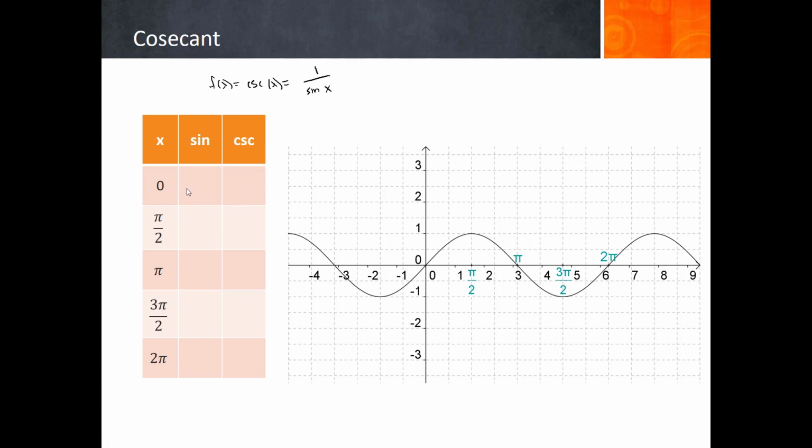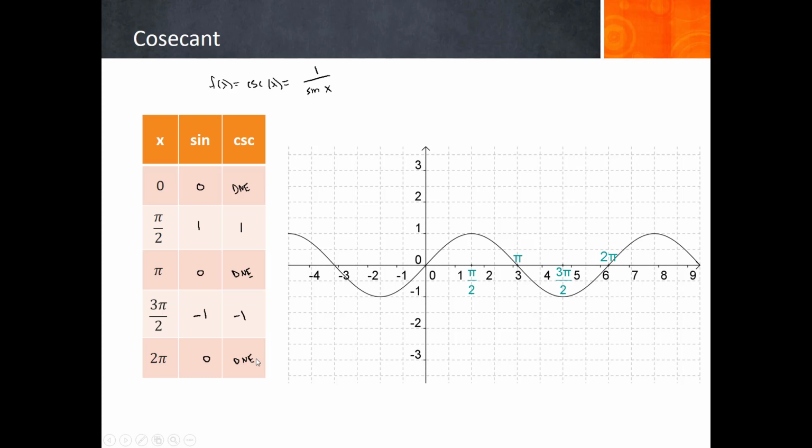The sine at 0 is 0. The sine at pi over 2 is 1. Sine at pi is 0. At 3 pi over 2, it's negative 1. And at 2 pi, it's 0. And again, that just comes off the unit circle. So to do cosecant, I need to take 1 and divide it by each of these. So 1 divided by 0 is undefined. It doesn't exist. 1 divided by 1 is 1. 1 divided by 0 again does not exist. We get a negative 1, and then again it's undefined.